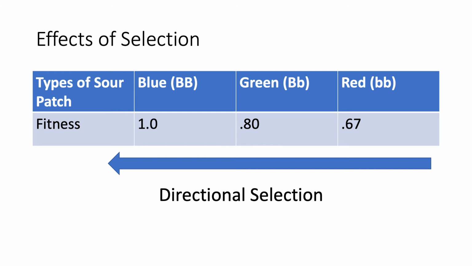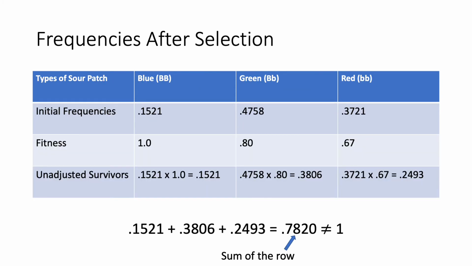This type of selection is called directional selection, or additive effects, since as you move in one direction towards a certain genotype, the fitness improves. To find their genotypic frequencies after selection, you take the initial frequencies of each genotype and multiply each by their respective fitness. This gives you the unadjusted survivors.